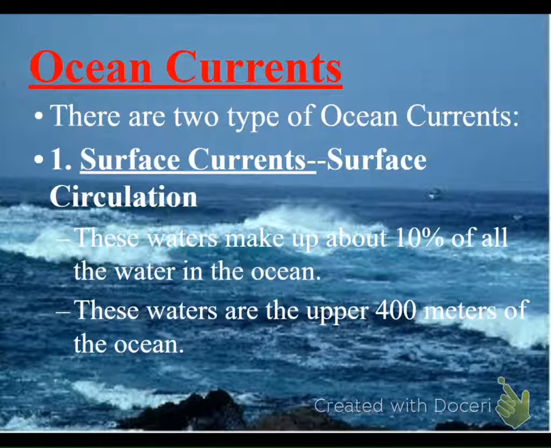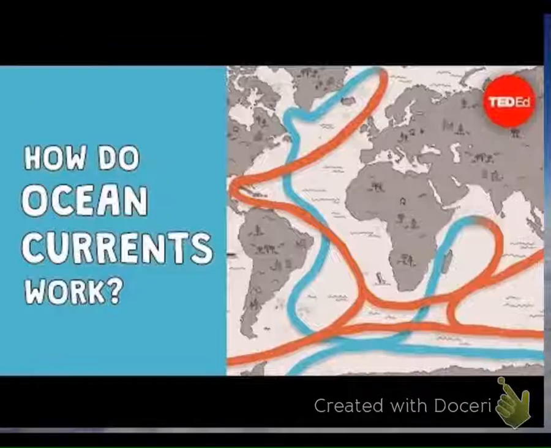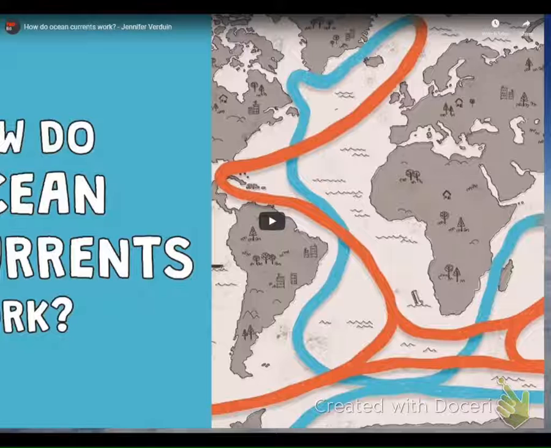Now, there are two types of currents. The surface current, as I said before, is only about 10% of all the water. The vast majority of it is down below that. Below 400 meters is where 90% of the water is, and that's where the deep currents are. So how do they work?